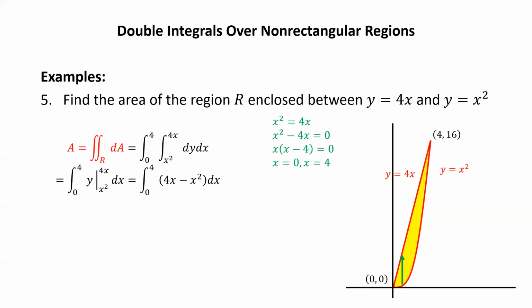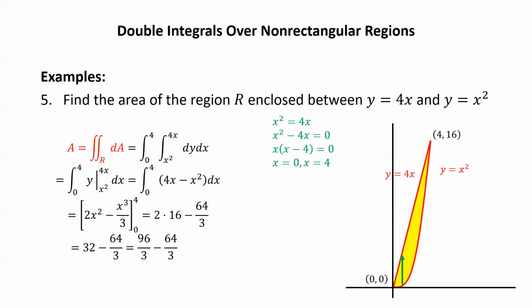We are now down to a regular single variable definite integral. Just some power rules. 4x becomes 4x squared over 2, or 2x squared. x squared becomes x cubed over 3, and we're going from 0 to 4. So 4 squared is 16, so we get 2 times 16. 4 cubed is 64, so we get minus 64 over 3. When we plug in the 0, we just get 0. So this comes out to 32 minus 64 thirds. 3 times 32 is 96, so getting a common denominator, we have 96 thirds minus 64 thirds, which is 32 thirds.